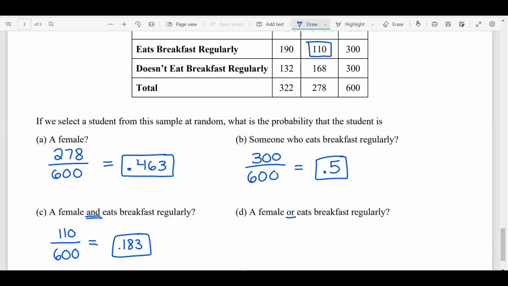And now we see the keyword or. Okay. Female or eats breakfast regularly. Whenever you see that or, remember your general addition rule. Okay. You have to find the probability that you have a female, okay, plus the probability that they eat breakfast. I'm just going to say eat, minus the probability that they are female and eat breakfast regularly. Okay.